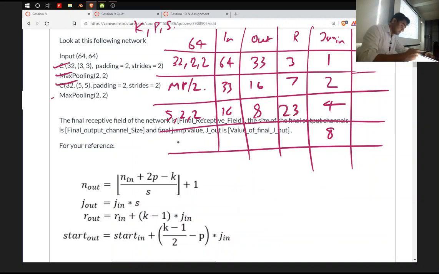What is the next step? Max pooling, which is MP stride of 2. The jump is 8, this is 4. 16, then 23 plus 2 minus 1 into jump, right? So 23 plus 8 is 31.